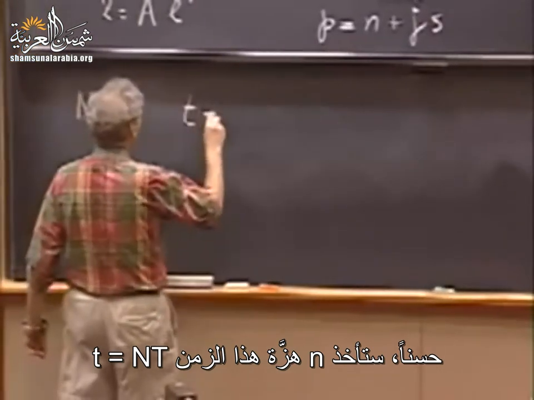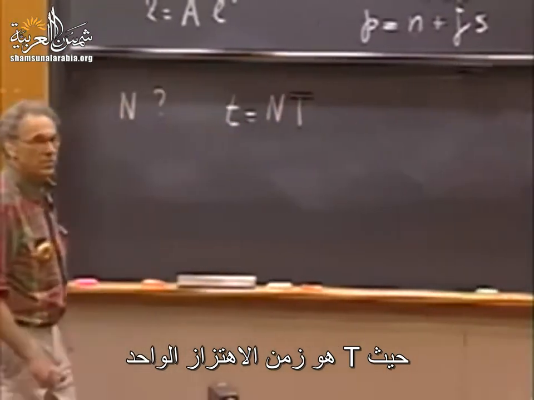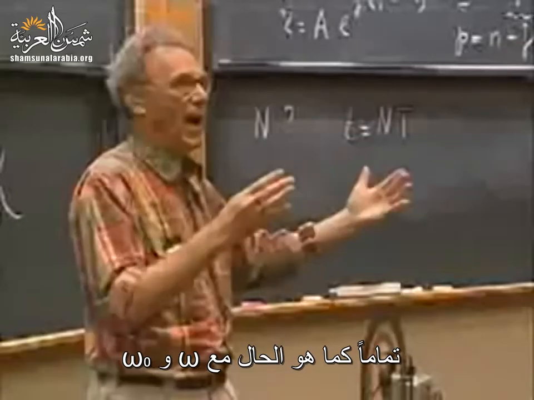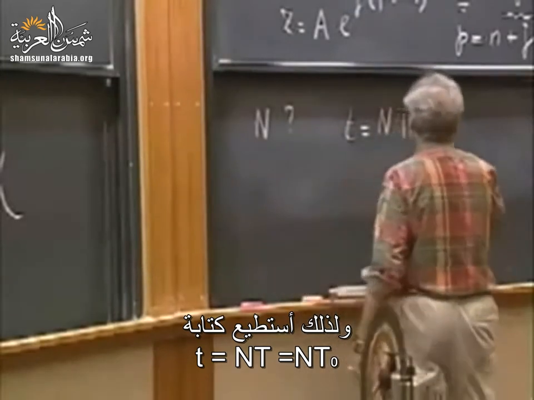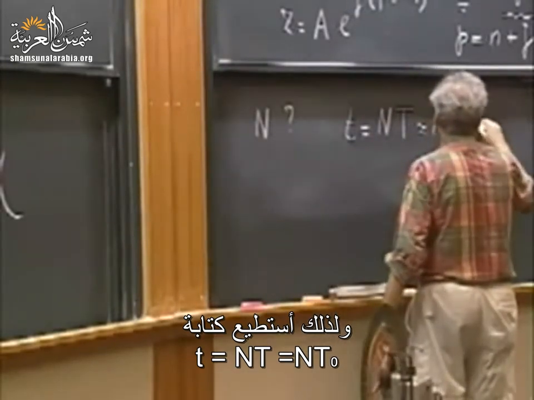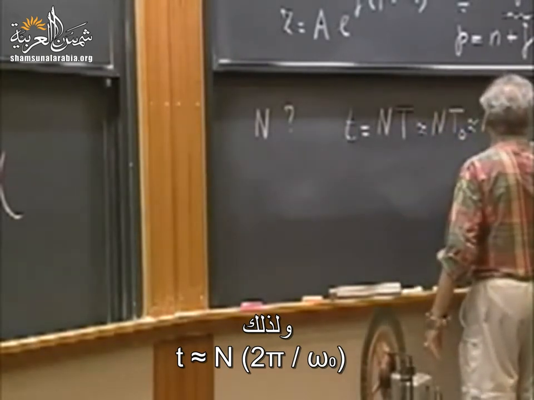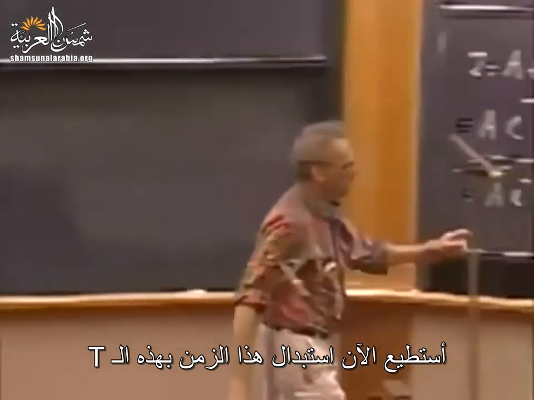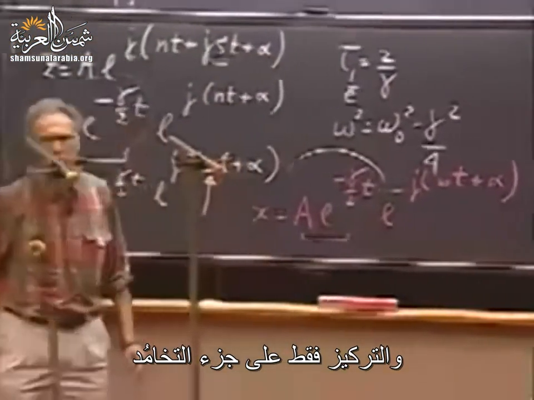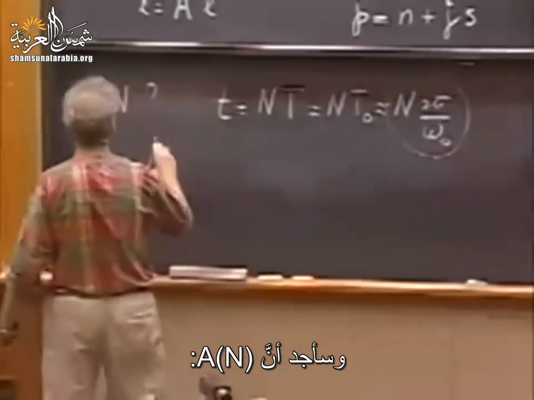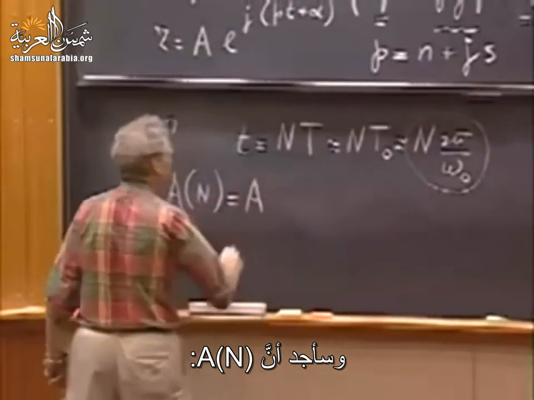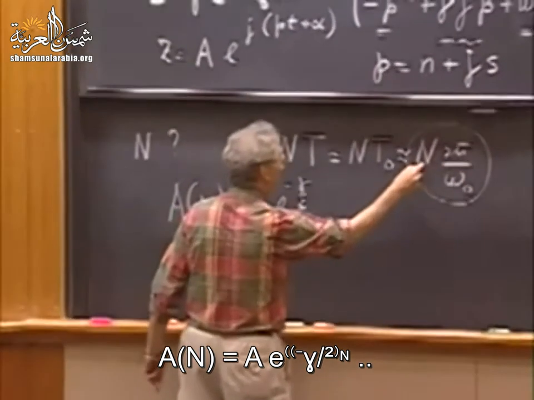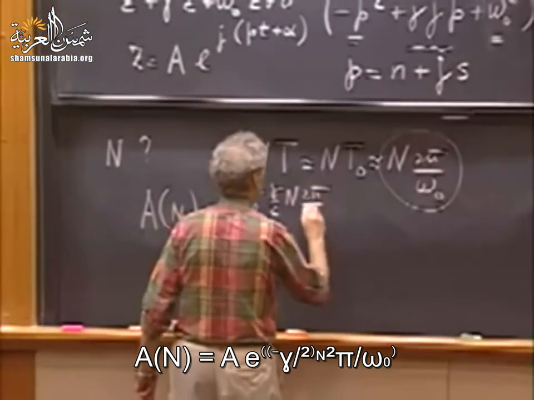Well, n oscillations would take this long, T being the period of one oscillation. But for reasonable values of Q, T and T0 are the same, like omega and omega 0 are closely the same. So I can write for this that this is approximately n times T0, so that's approximately n times 2 pi divided by omega 0. I can now substitute this time in this T and only concentrate on that decay portion, that early part. So what I find then, that A, after n oscillations, is A times e to the minus gamma over 2t, e to the minus gamma over 2, times this time after n oscillations, n times 2 pi divided by omega 0.